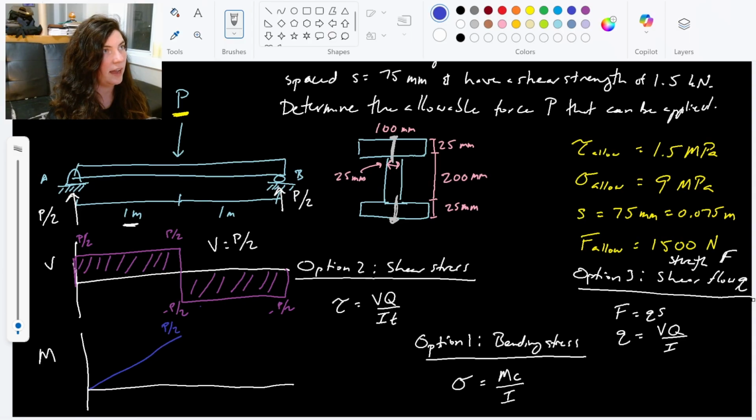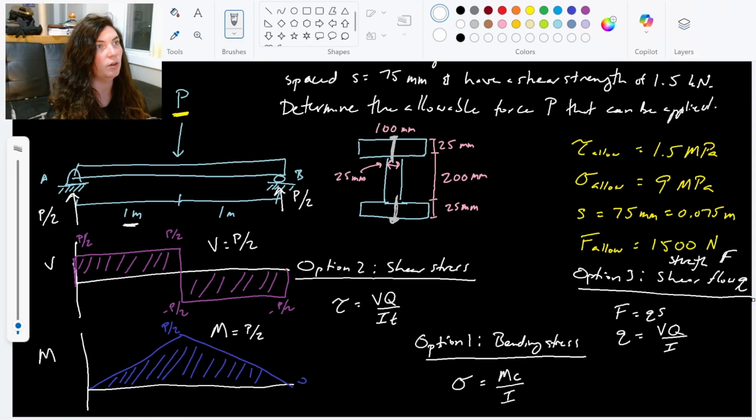And then I have a negative P over 2 as a constant for this. So it's going down, right? My area here is negative P over 2 times 1. Go down by P over 2, down to 0. So my moment also, very conveniently, the maximum moment I'm encountering is also P over 2.